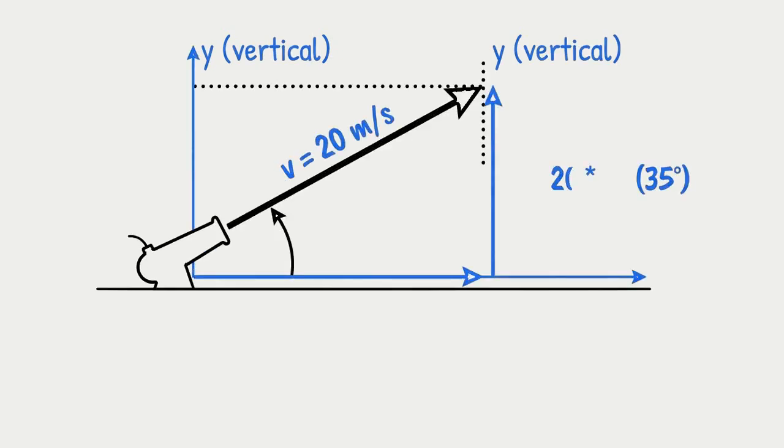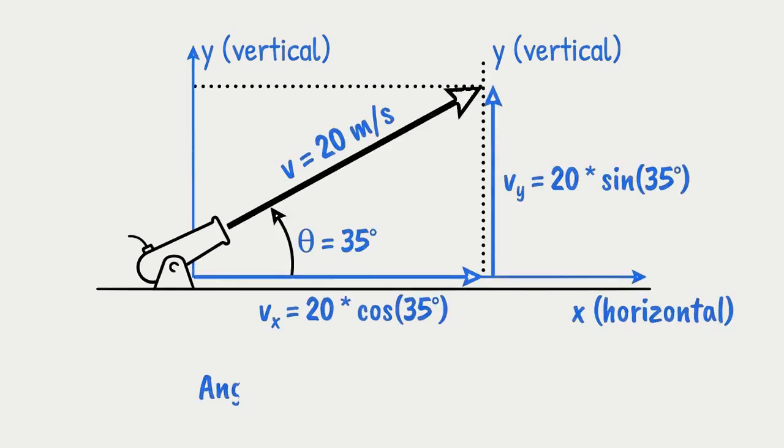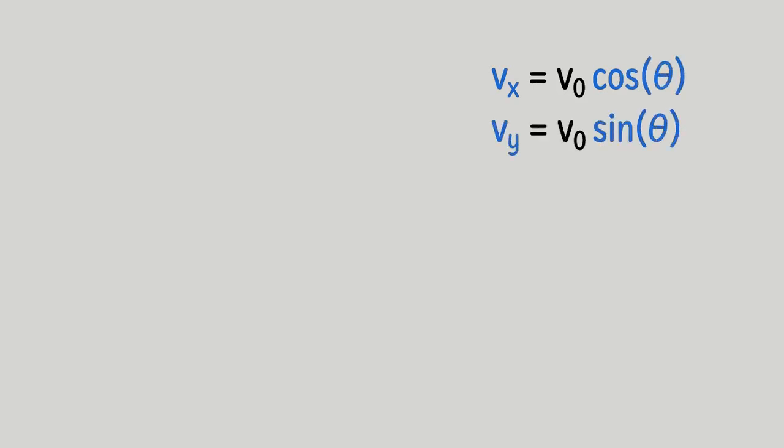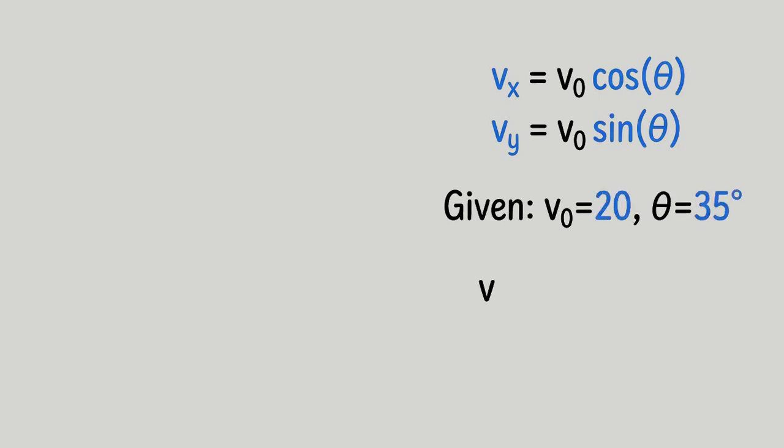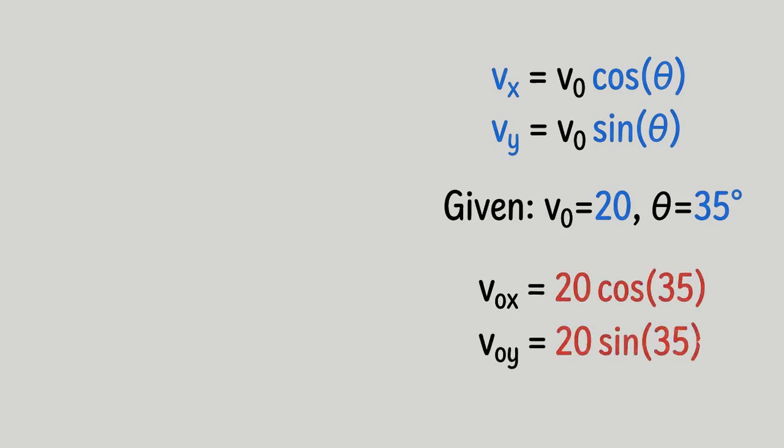Now, let's say you launch something at an angle. Maybe you kick a soccer ball at 35 degrees above the ground with a speed of 20 meters per second. To analyze this, we break the velocity into two components, horizontal and vertical. The horizontal component is v naught times cosine theta. The vertical component is v naught times sine theta. So in this case, v naught is 20 and theta is 35 degrees. You'd calculate v naught x as 20 times cos 35 and v naught y as 20 times sine 35.